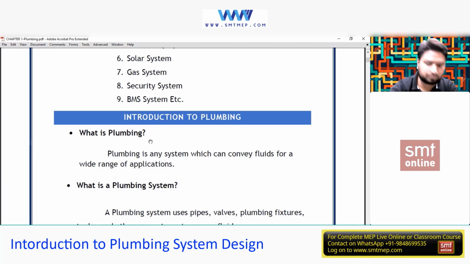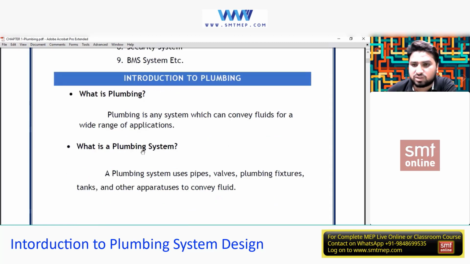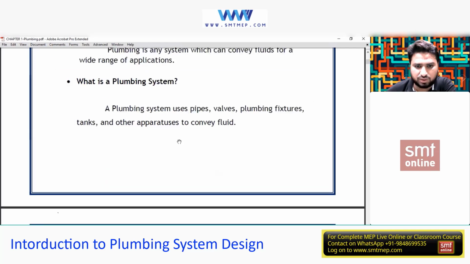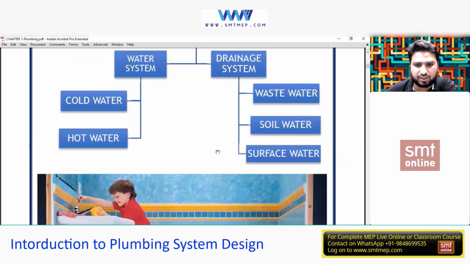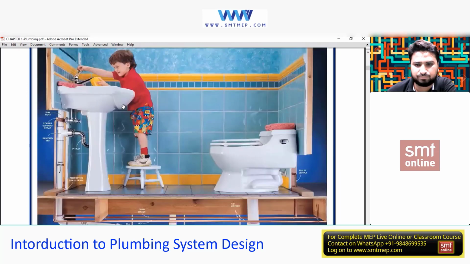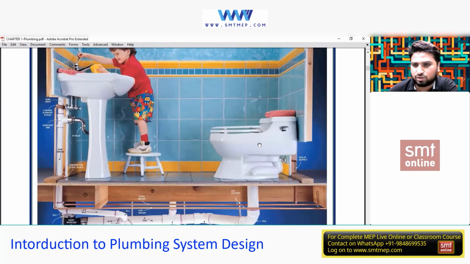Okay, so this was about what is plumbing and what is a plumbing system. I'll show you an image also, so you get an idea. You can say this is a plumbing system. Just try to recall what we have read. These are the two fixtures over here: this is a WC and this is a lavatory. In general words we say wash basin, but in technical terms I'll say lavatory. And this is WC. We'll be seeing the categories also.